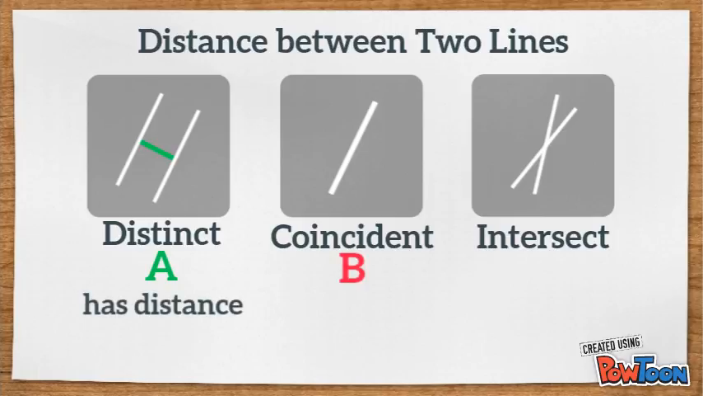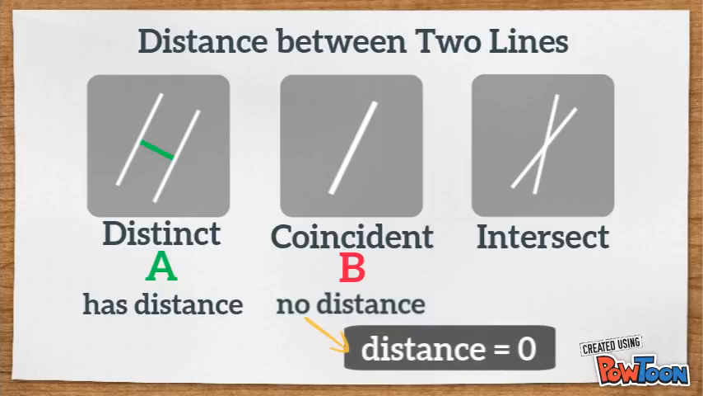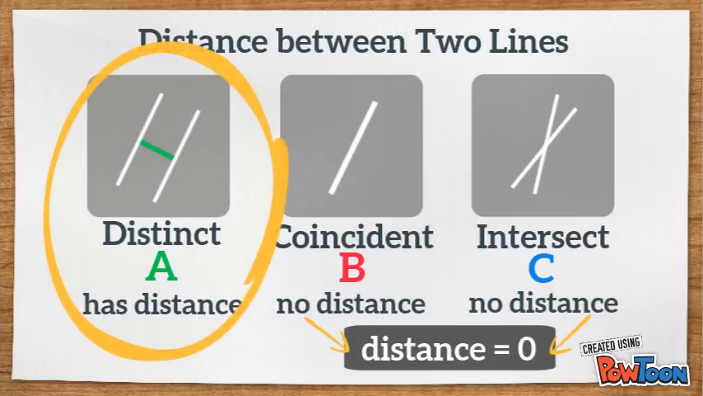B. If the two lines are parallel and coincident, there is no distance between them because they share all their points. The distance between them is 0. If the two lines are non-parallel, they intersect. There is no difference between them because the shortest path between them will be at the intersection point. The distance between them is 0. Hence, we can only calculate the distance between two lines if they are both parallel and distinct.